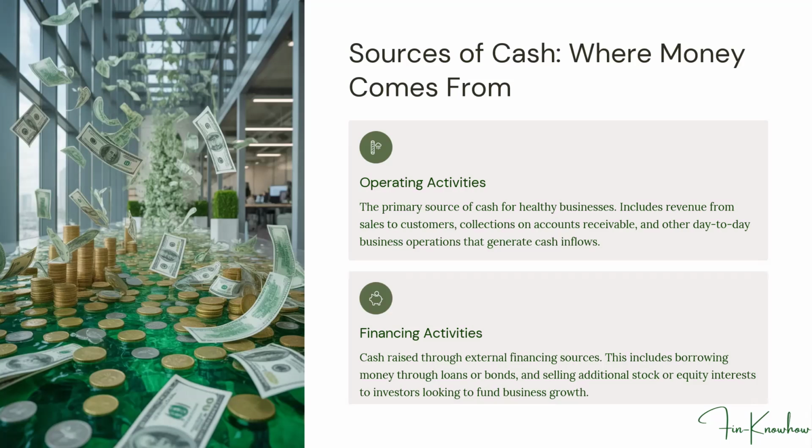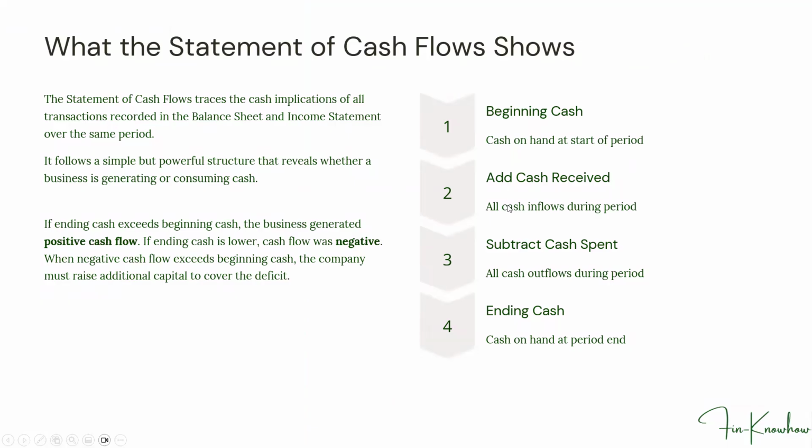Now, where does the cash come from? If we notice here, we said cash received, cash spent. So where is this cash coming in from? How do we know what transactions are triggering the inflow of cash and what transactions are triggering the outflow of cash?